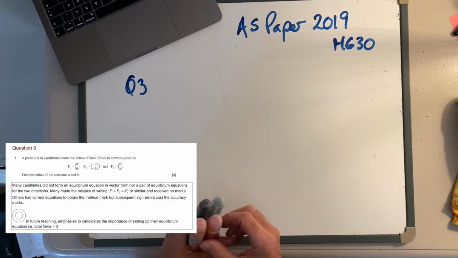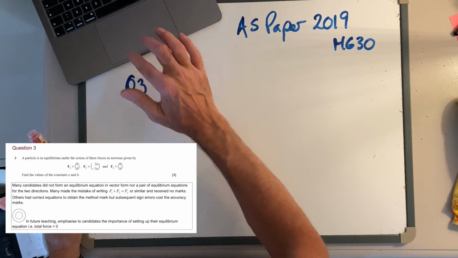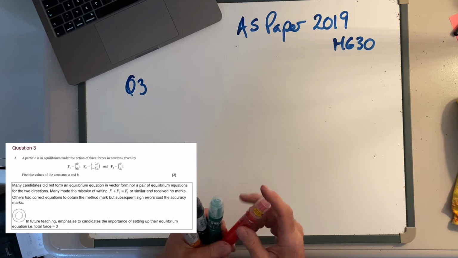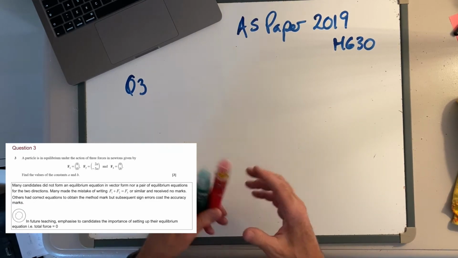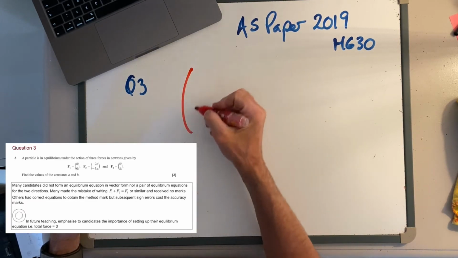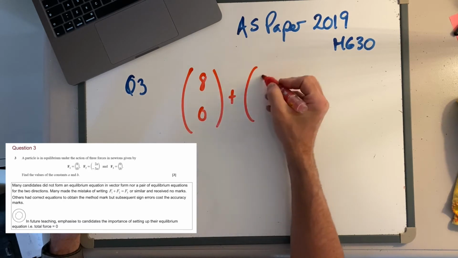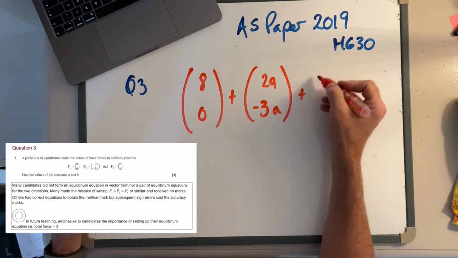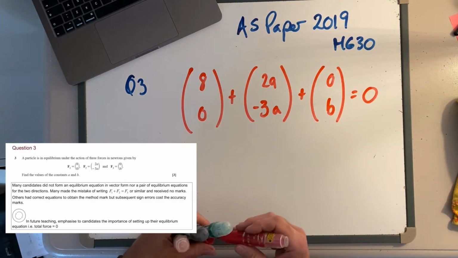So we're looking at question 3, and it says here that a particle is in equilibrium under the action of these 3 forces in newtons given by F1, F2 and F3. If they're in equilibrium, then you can write the vector equilibrium equation like this. And you know that that equals 0.